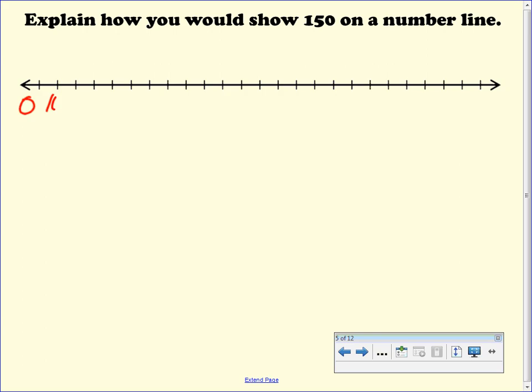Sure, 0, 10, 20, 30, until I get all the way up to 150. Could I do this? Could I do 0, 50, 100, 150? Could I use intervals of 50? Sure. Yeah, as long as all the intervals are the same.